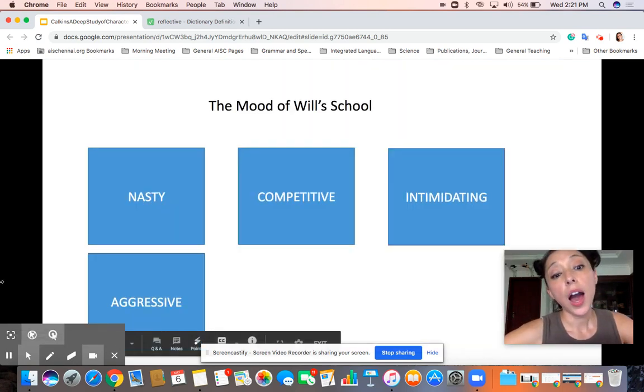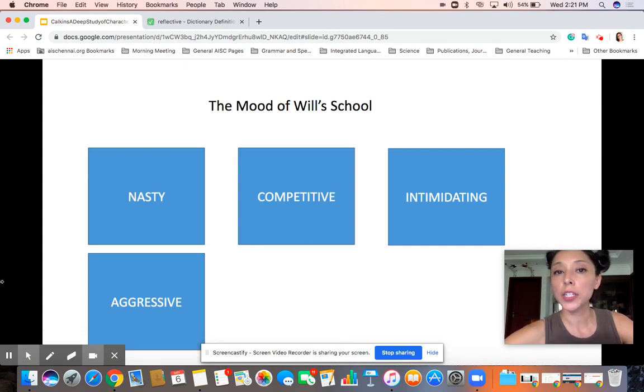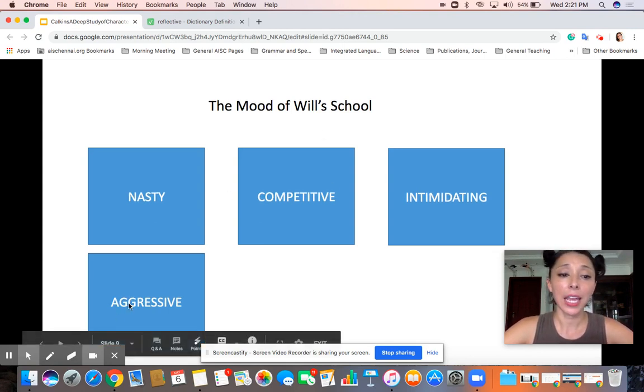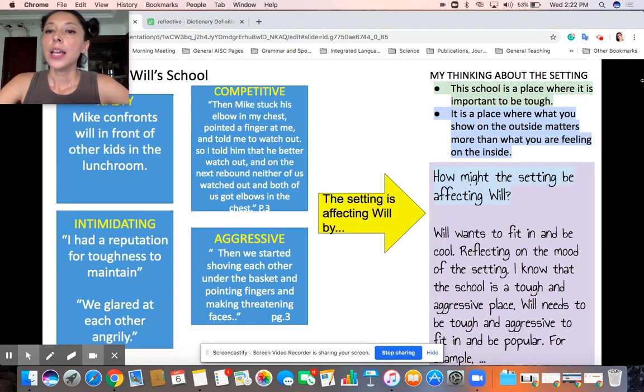So I decided after rereading The Fight and looking for text evidence that the mood of Will's school is nasty, competitive, intimidating, and aggressive. But how is this setting and the mood of this setting affecting Will? So here I have my thinking about the setting. The school is a place where it is important to be tough.